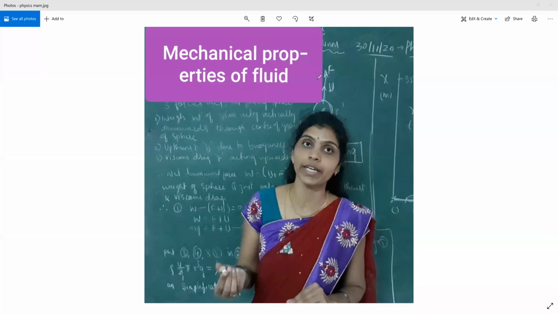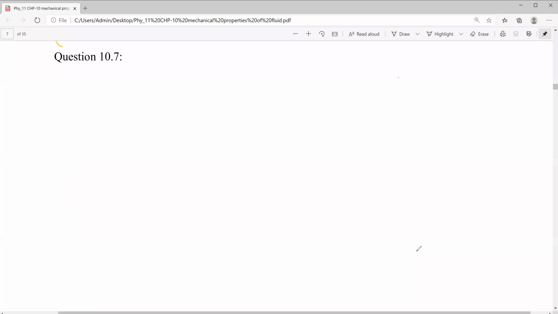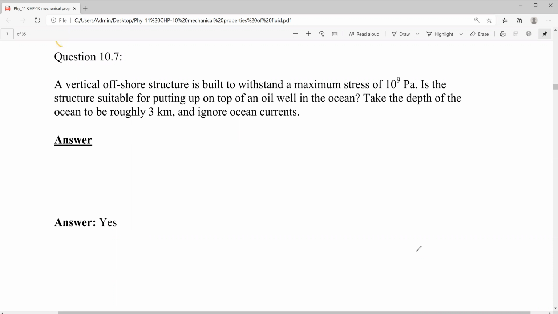So next we shall see 10.7. What they asked: A vertical horseshoe structure is built to withstand maximum stress of 10 to the power of 9 Pascal. Is the structure suitable for putting up on the top of an oil well in the ocean? Take the depth of ocean to be roughly 3 kilometers. Ignore the ocean current. That is how they ask the question. So for 10.7, let us see how to solve that one.